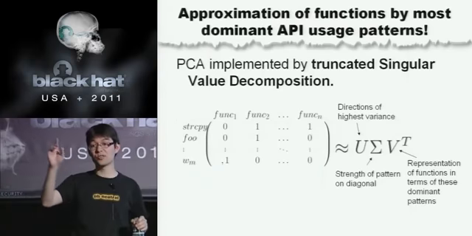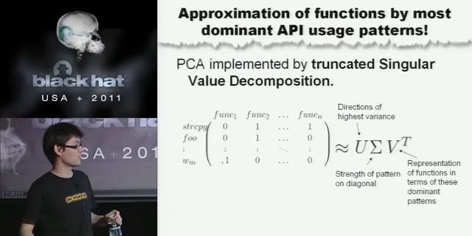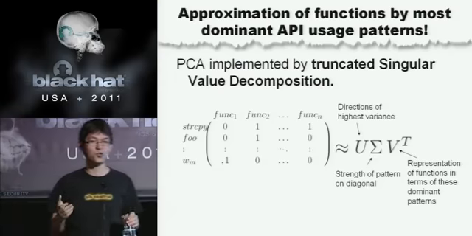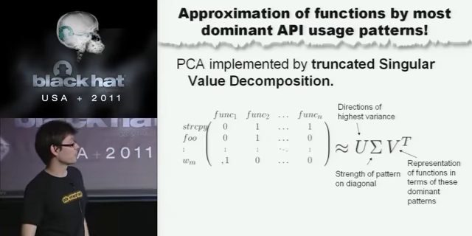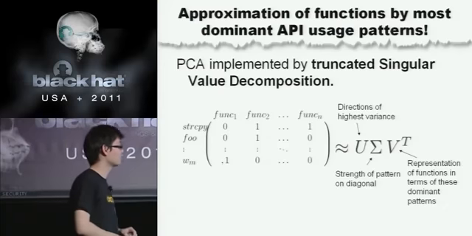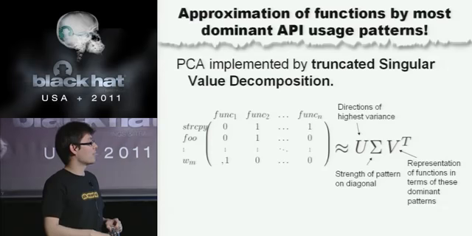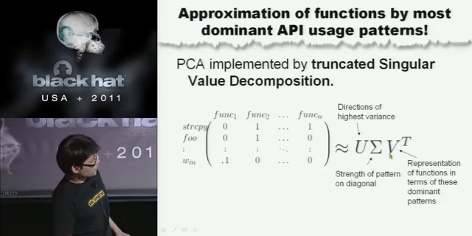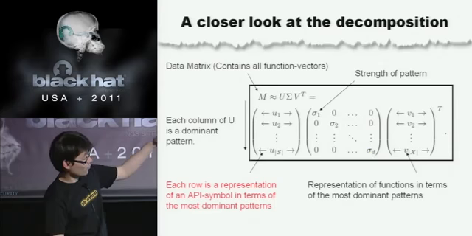Okay, so this is the only formula I'm going to show. I'm just saying this so you don't have to worry that I'll drift into too much mathematics here. But this formula is important because it shows how feature-rich the representation is which we generate by doing this. So we take the function vectors, and we align them in a matrix. And now we want to approximate this by a representation of the functions multiplied by the directions of the highest variance. And this contains the strength of these directions of highest variance, so the strength of the pattern.